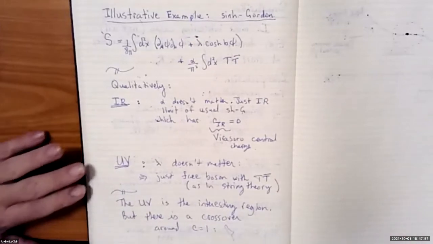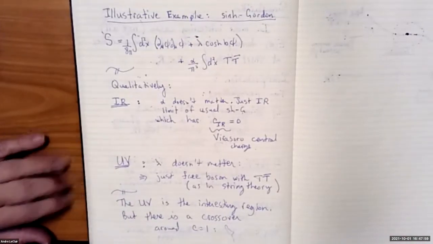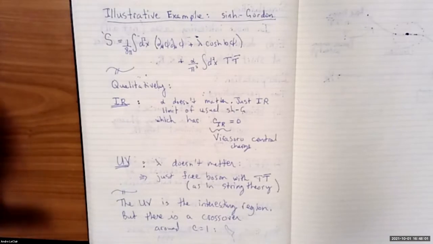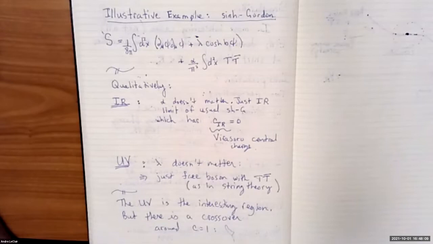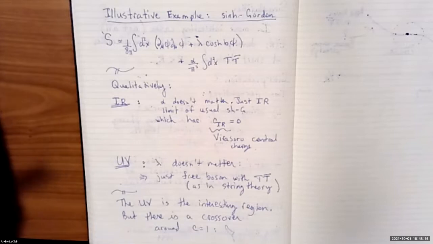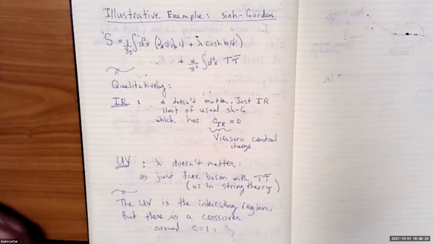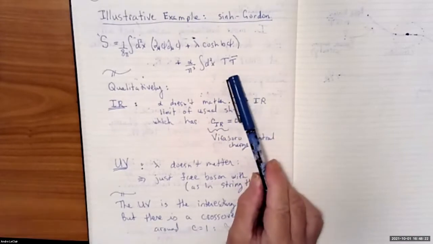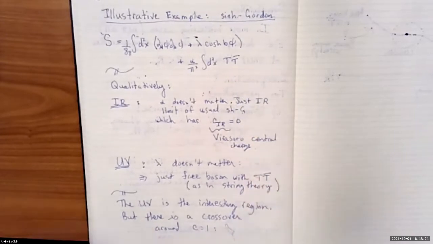So let me take the unperturbed theory as the sinh-Gordon model. It's probably the simplest integrable theory. There's one scalar particle. This S matrix is known. And in a sense, this S matrix is a CDD factor. Okay, but we're interested in perturbing it by TTbar. Okay. So qualitatively, what do you expect?